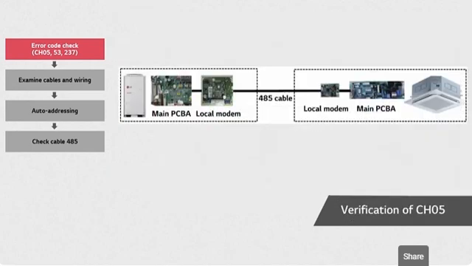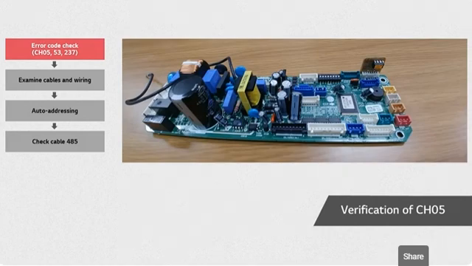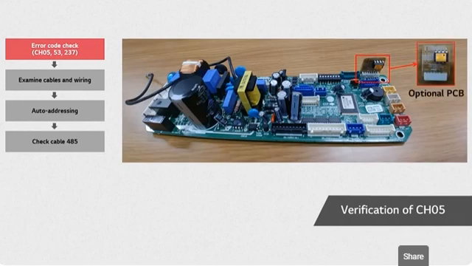When error CH05 occurs, first, check the connection between the indoor unit local modem and the main PCB. And second, check the local modem state and replace it if any malfunction is found. Finally, check the main PCB of the indoor unit, and if any defects are found, replace it as well. When replacing the main PCB, leave the optional PCB as it is. If the optional PCB needs to be replaced, please proceed with the auto address setting.